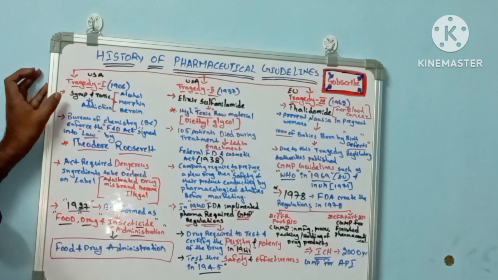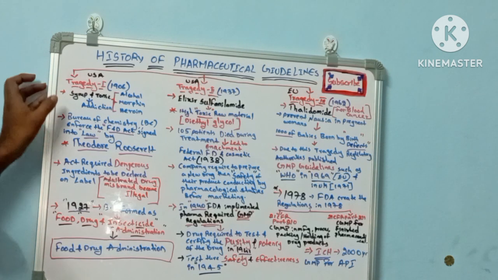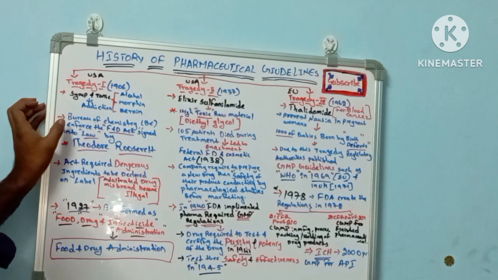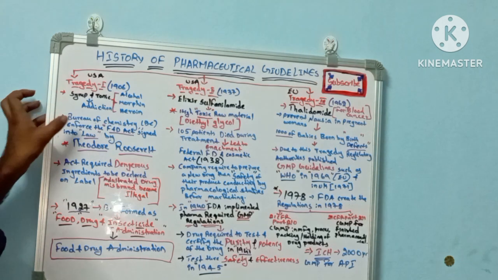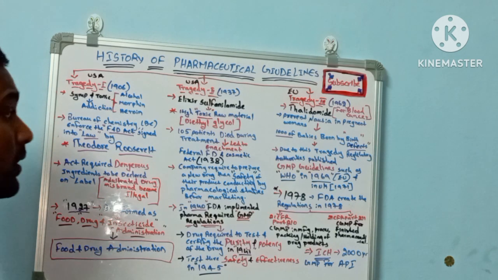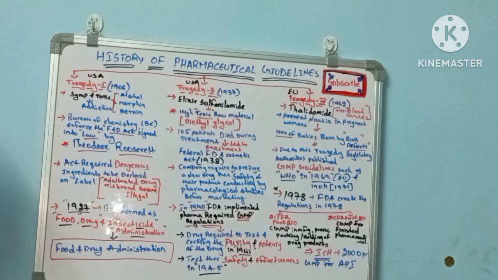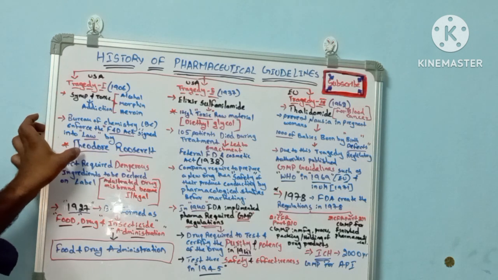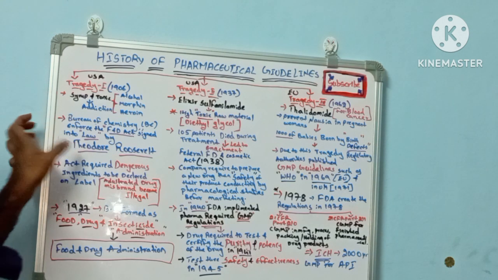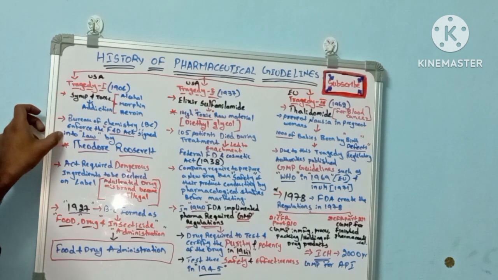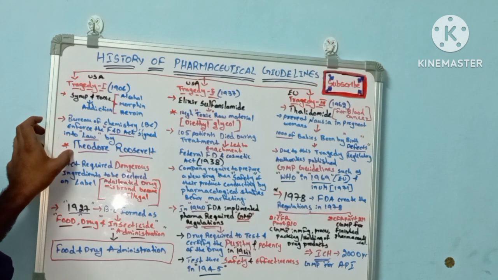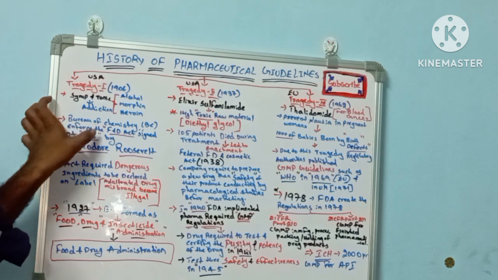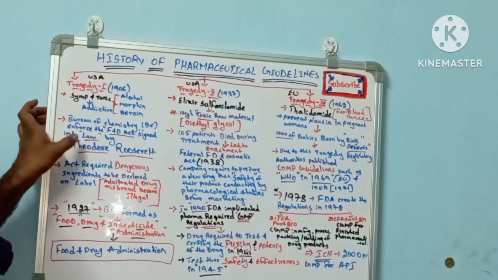So they took some decisions from this incident. In the USA, the Bureau of Chemistry team members enforced the Food and Drug Act, signed into law by Theodore Roosevelt. Theodore Roosevelt was president of the USA from 1901 to 1909. In that decade, he signed the FDA Act into law.